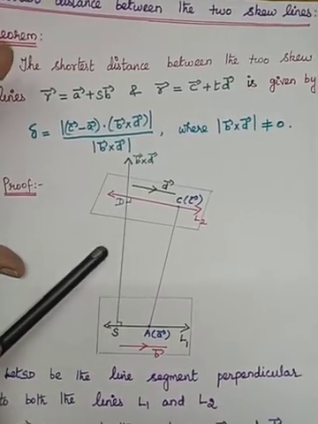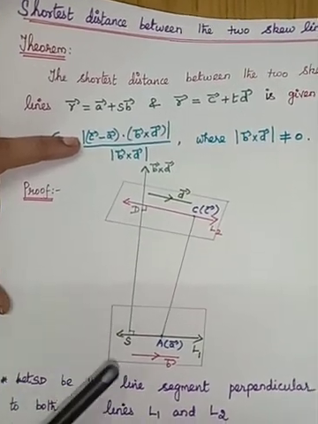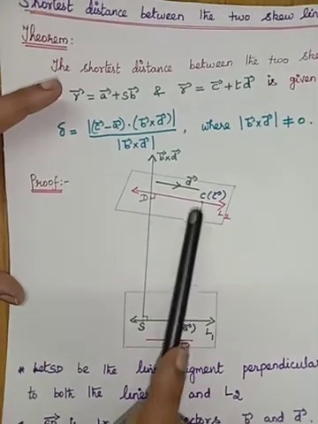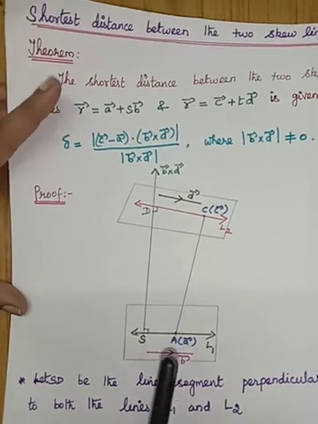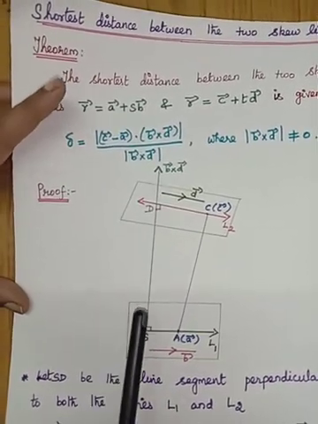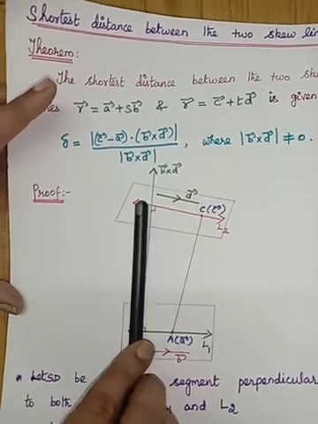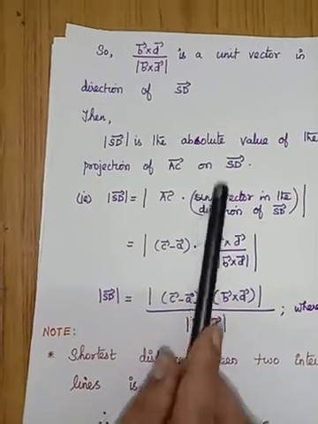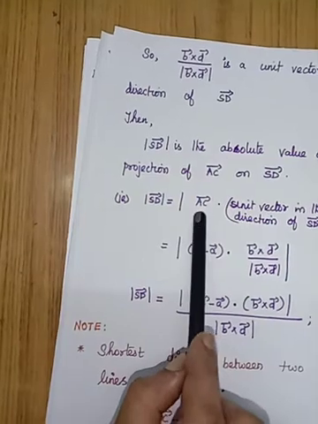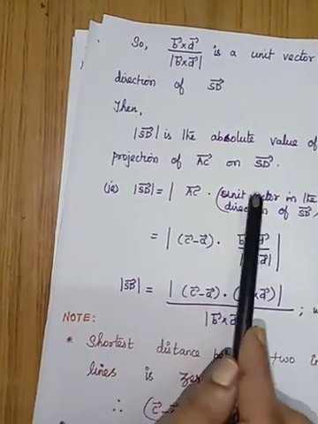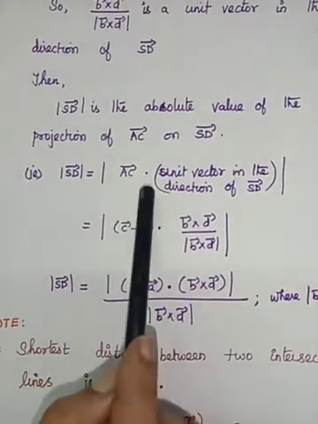So how will it be found? The modulus of SD vector is equal to the modulus, the absolute value, of the projection of AC vector on SD vector. Projection of AC vector on SD vector is nothing but AC vector dot the unit vector in the direction of SD vector. It is the formula to find the projection.